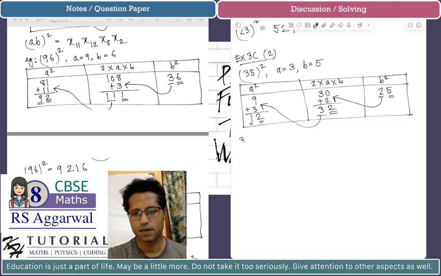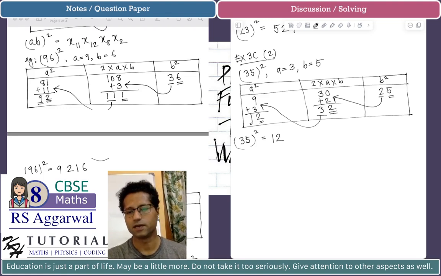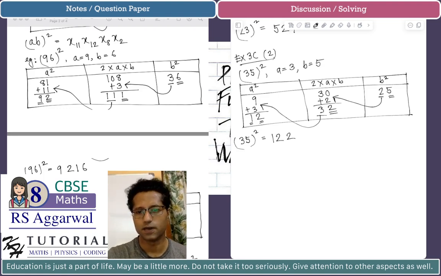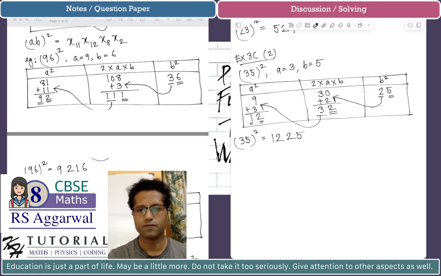And hence, now the result we can write it as the square of 35 will be all the digits from the first column, that is 1, 2, the units digit from the second column, that is 2, and the units digit from the third column, that is 5. So let me quickly check if this is correct or not. Yeah, it is fine. So 35 square is 1225.